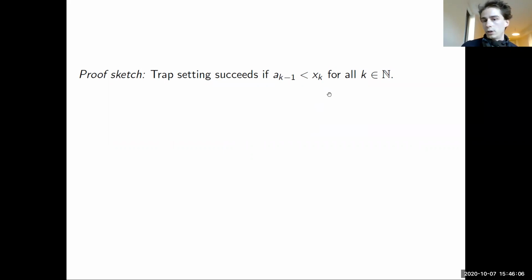Well, the trap setting succeeds if I can always set my traps, right? There would be a problem if the traps were growing faster than the positions of the particles. Then I would have no space to set the trap for the kth particle without it bumping into the k minus first particle and waking it up when it's in its trap. So that would be a problem. So I need this condition. I need that a_{k-1} is less than xk for all k.